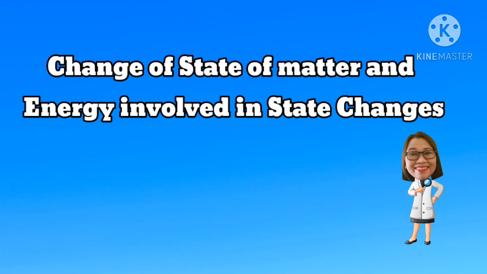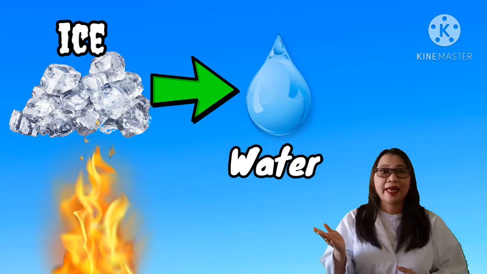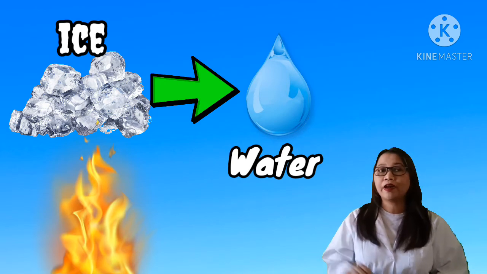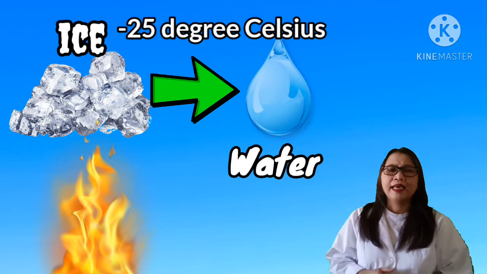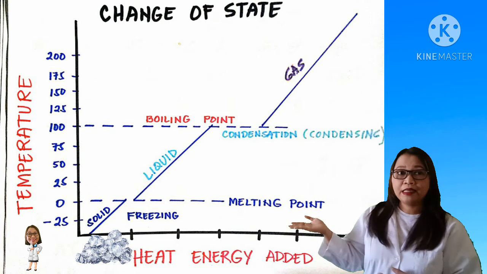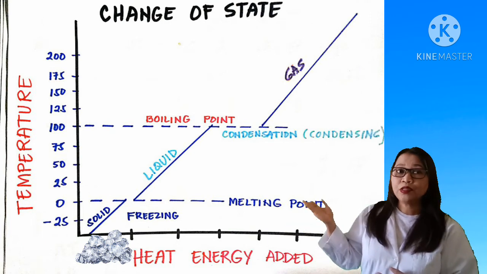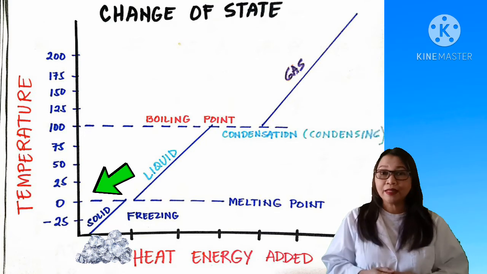Change of state of matter and energy involved in state changes. Imagine that you are slowly heating a piece of ice, initially having a temperature of -25 degrees Celsius in its physical state. As heating continues, the temperature of the ice increases from -25 degrees Celsius to 0 degrees Celsius. At this point, ice begins to melt.